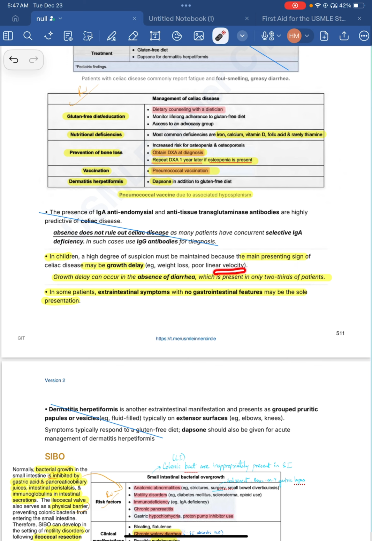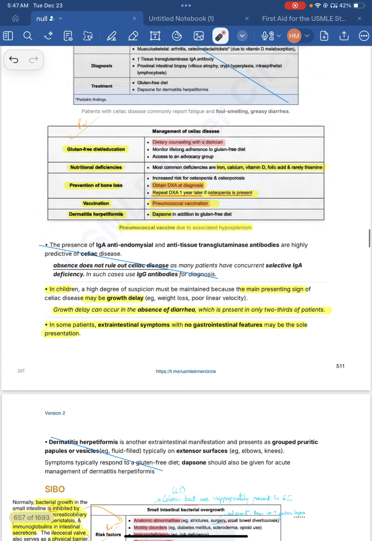Weight loss and poor linear velocity. So it can occur in the absence of diarrhea. So you should look out for this also. If the patient has growth delay in the absence of diarrhea, it might be celiac disease, because in some patients, extraintestinal symptoms may be the sole presentation. There may be no GI features, only extraintestinal symptoms are the main presenting feature.